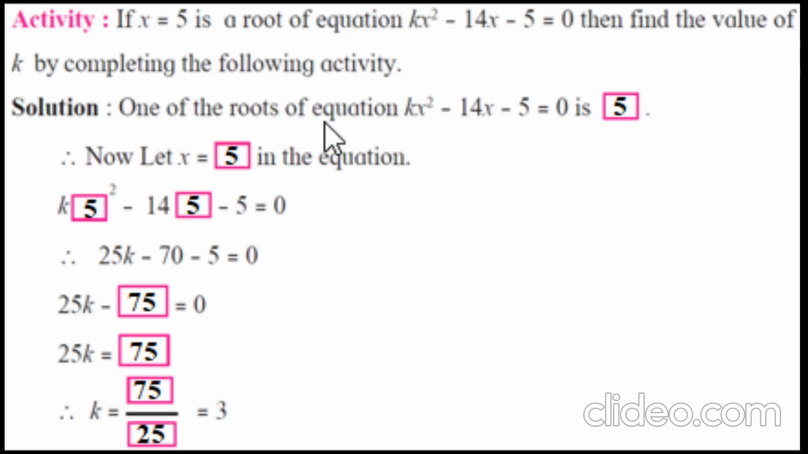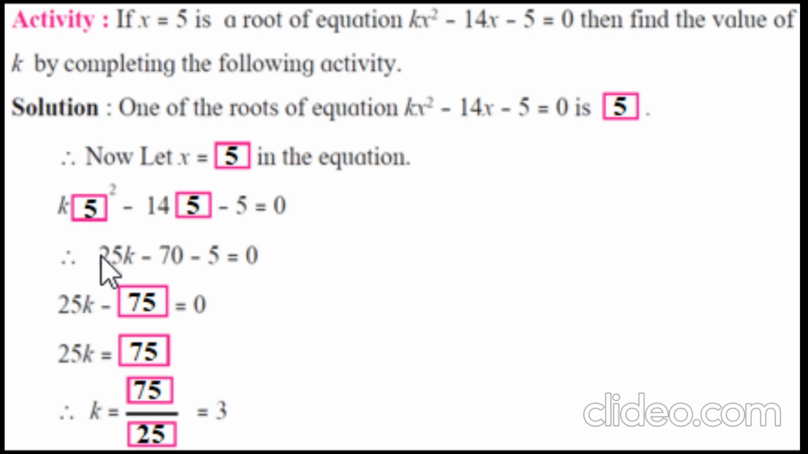This activity we have filled. One of the roots of the equation kx square minus 14x minus 5 is equal to 0 is 5. Now let x is equal to 5 in the equation. So we are putting the value of x as 5: k times square of 5, minus 14 into 5, minus 5 is equal to 0.